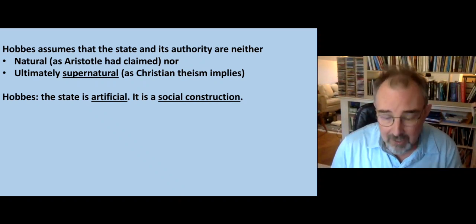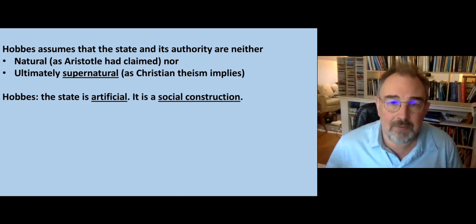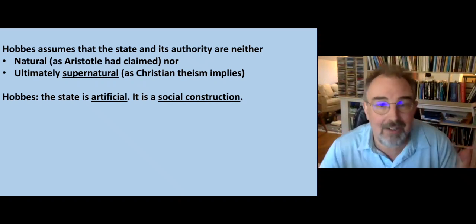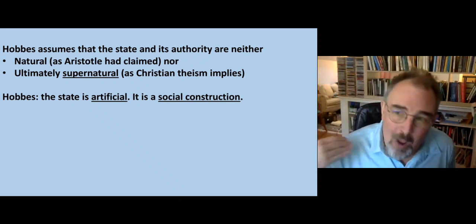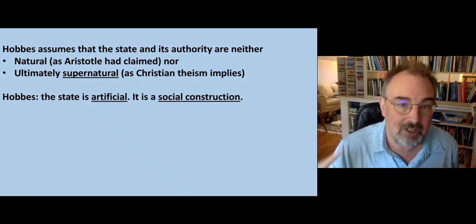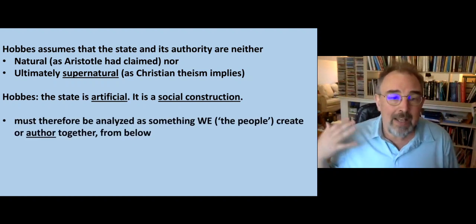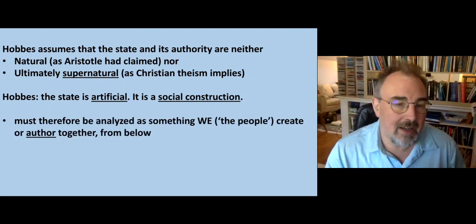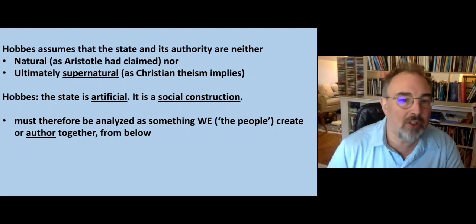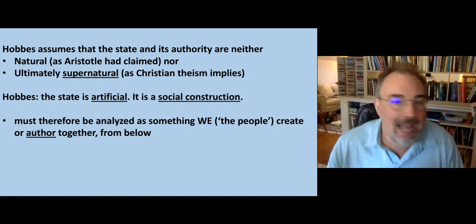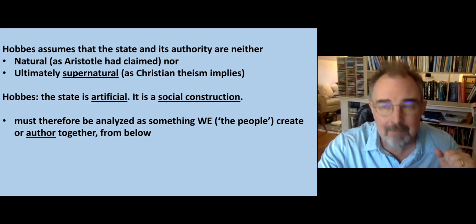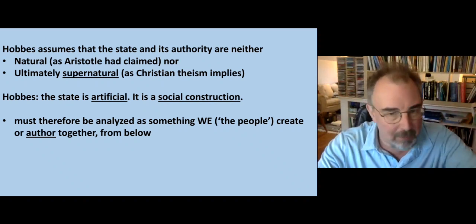You've probably taken feminist theory classes in which you've heard people say that now that we've read lots of 20th century feminism, we believe in social construction, and it's often presented as a kind of new thing in the 1960s and 70s and 80s, right? Hobbes was way ahead of the feminists on this, right? He already recognizes that the state is a social construction. It's an artificial being. He assumes, and this explains his early moves in Leviathan, he assumes it has to be analyzed, therefore, as something we, the people, create or author together from below. It's something that we manufacture, right? It's not something that's there by nature, and if we don't intervene, it won't come to be. And it's also not something that is ordained from above by God.